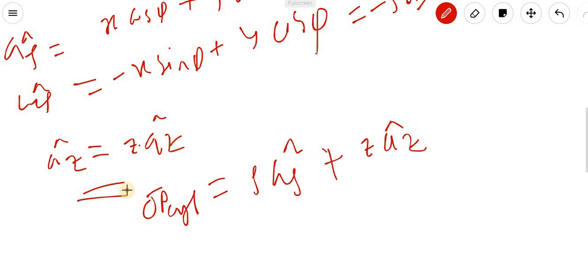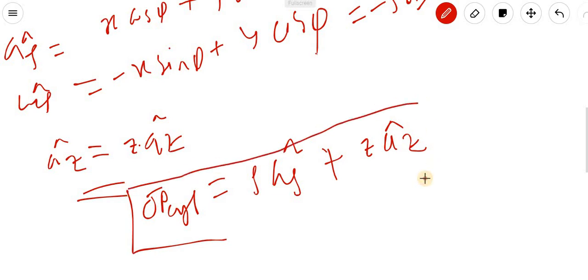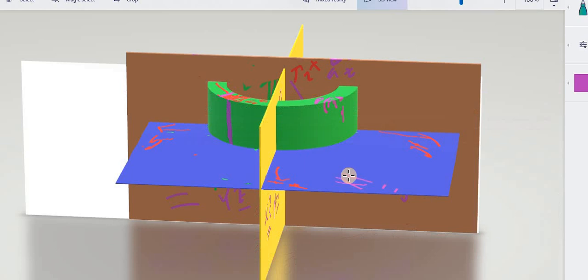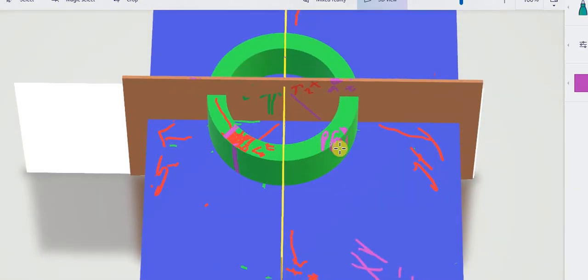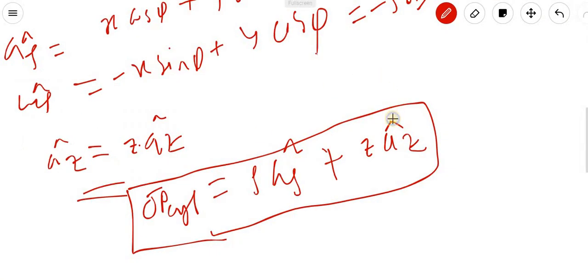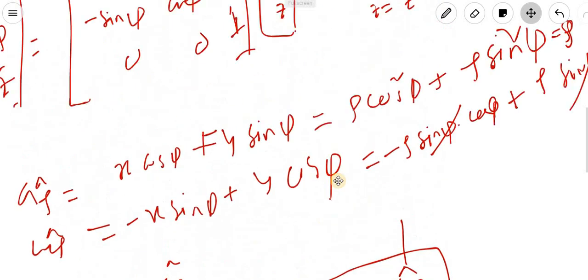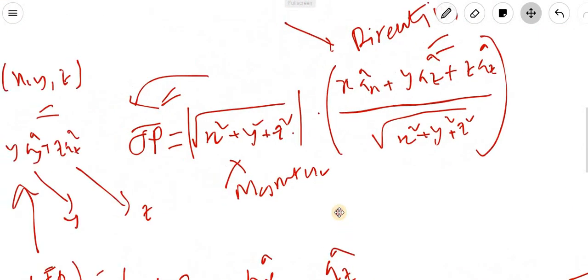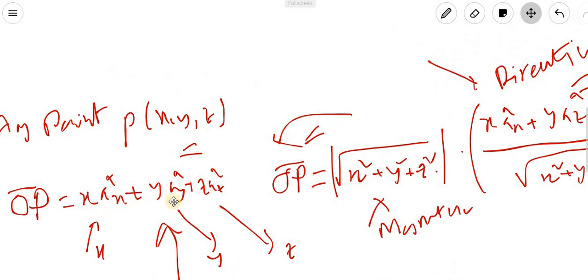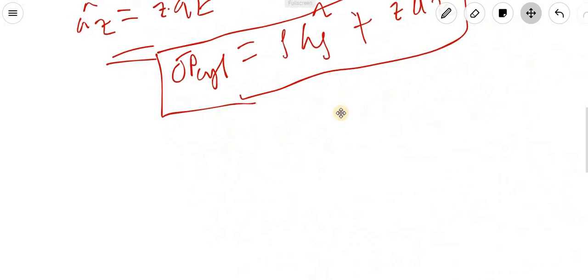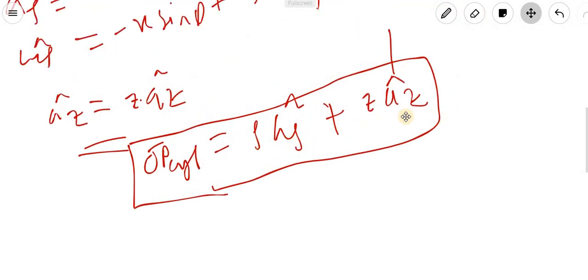Sorry, z a z. So this is the conversion. Whatever the position vector in Cartesian for any point x y z is x a x plus y a y plus z a z, in cylindrical it is rho phi z. But in case of cylindrical, the position vector will be rho a rho plus z a z.